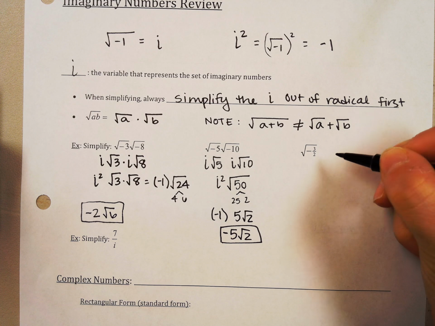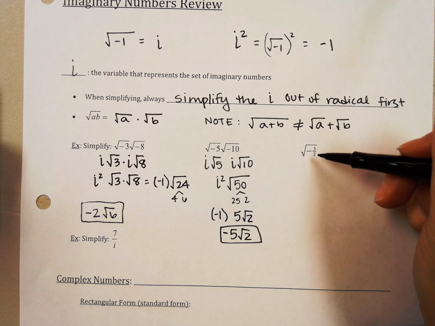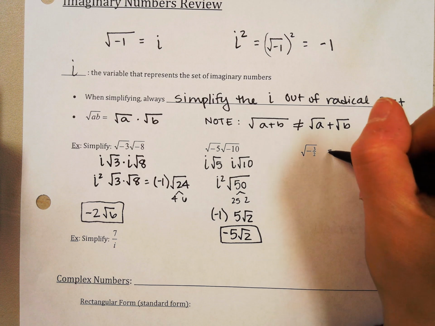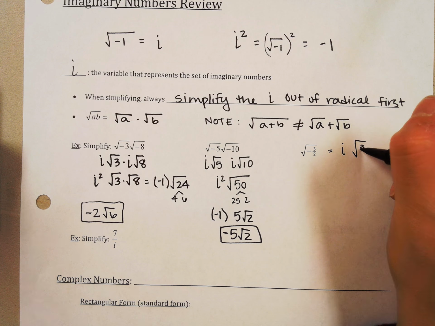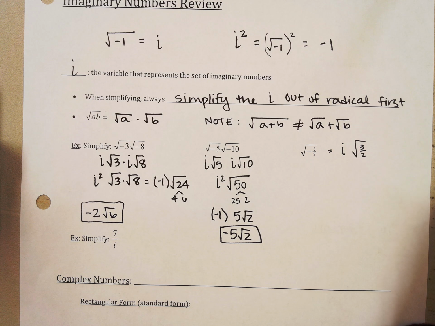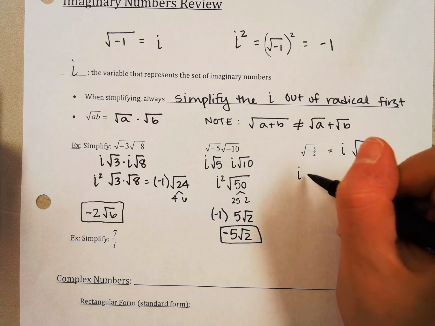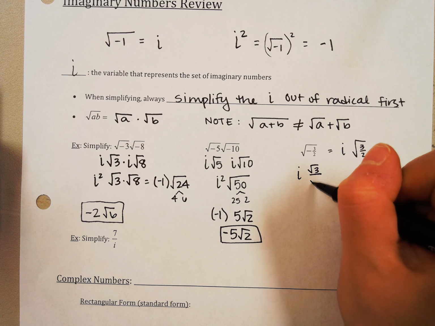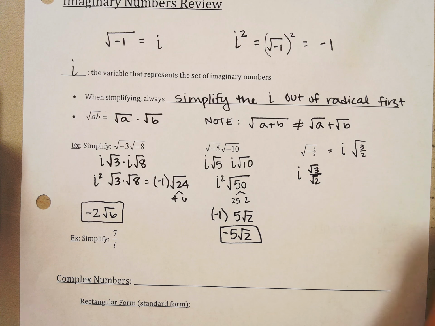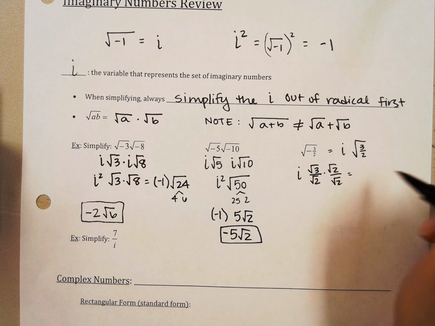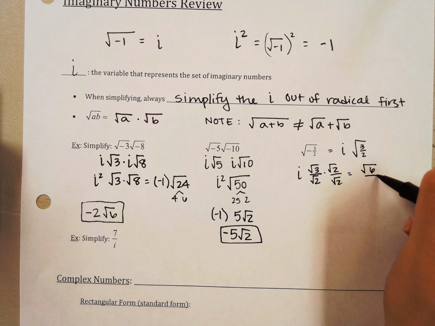And last one, same kind of idea. We're taking the square root of this fraction. Now this negative out front means we're going to pull out that i originally. And then we're dealing with the square root of 3 over 2. And we've done this a bunch of times where we have the square root of a fraction. So we take the square root of the top, we take the square root of the bottom, and then we have to rationalize. So multiply by root 2 over root 2. And we get the square root of 6 over 2.